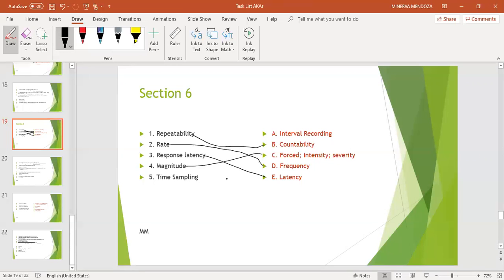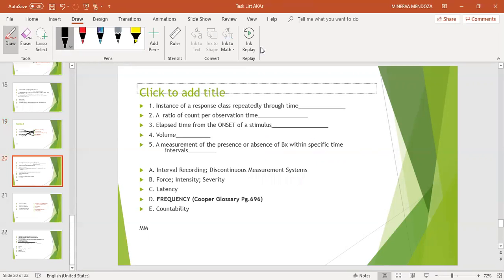Oh, can I say it's the same as, or it has to be an AKA? Because they're not the same. It is the same. Yes, it's the same. Okay, I don't want to get in trouble. Okay. Number 5, time sampling, interval recording. Yes. Oh, no, this one.